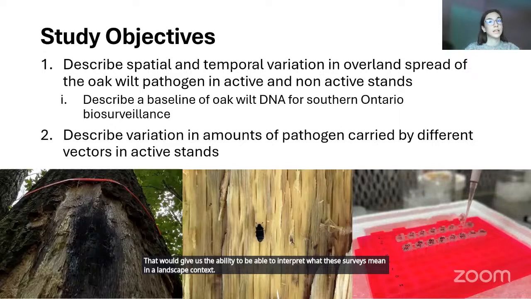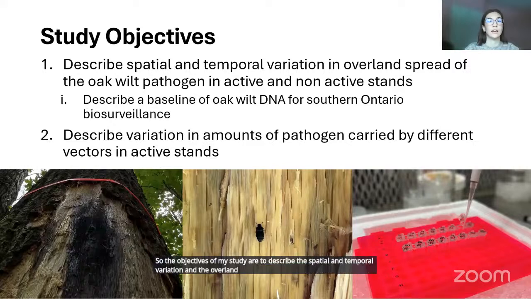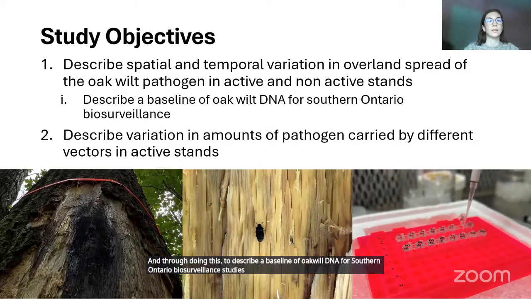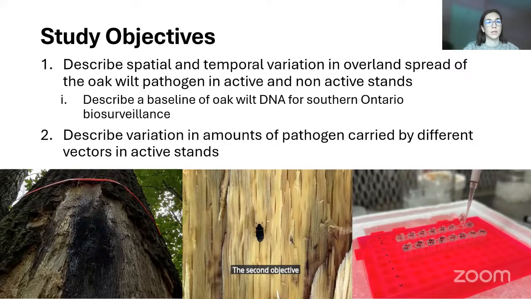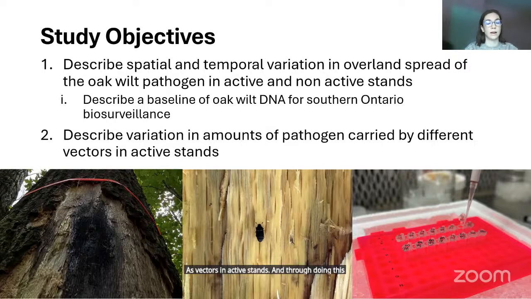So the objectives of my study are to describe the spatial and temporal variation in the overland spread of the oak wilt pathogen in an active and a non-active stand. And through doing this, to describe a baseline of oak wilt DNA for Southern Ontario biosurveillance studies in the future. The second objective, which I haven't given quite as much background on, is to describe the variation in the different amounts of pathogen carried by these different species of sap beetles as vectors in active stands. And through doing this, we'll be able to improve Canada's early detection program for oak wilt.